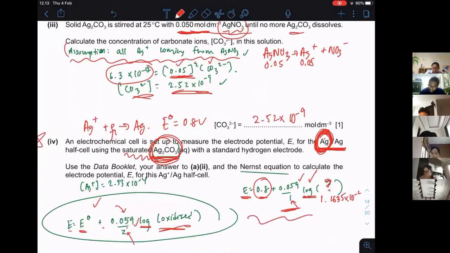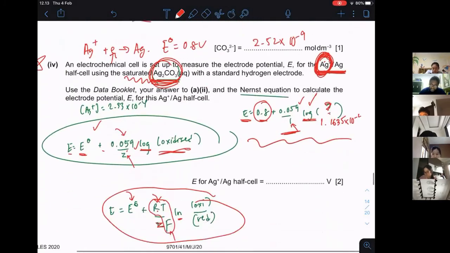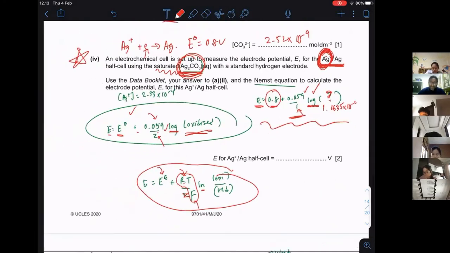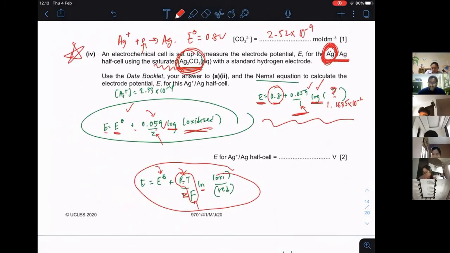Then now you calculate the E value. If you calculate that E value, you will get how many volts? Let me check. You are going to get 0.57 volt.